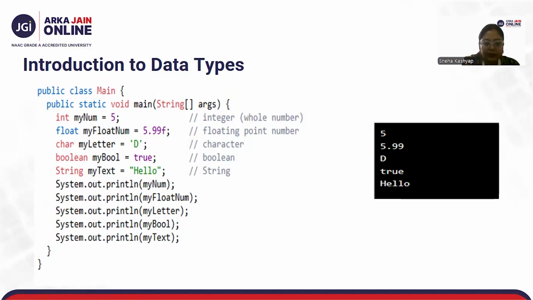Now if I am going to print all of this, using system.out.println, when I call the variable my num, it will print the value 5. When I call my float num, it will give 5.99. If I call my letter, it will simply print D. If I call my bool, it will print true. And if I call my text, it will print hello. So this is a basic simple example of primitive data types and how they are used.